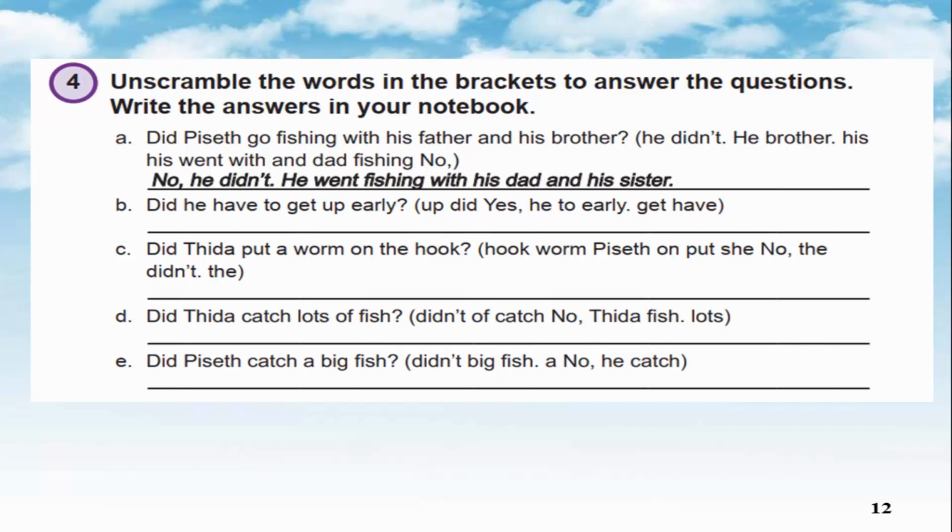So you can have time to think about the correct answer, and then I will give you the correct answer. So let's check your answer with the correct answer.